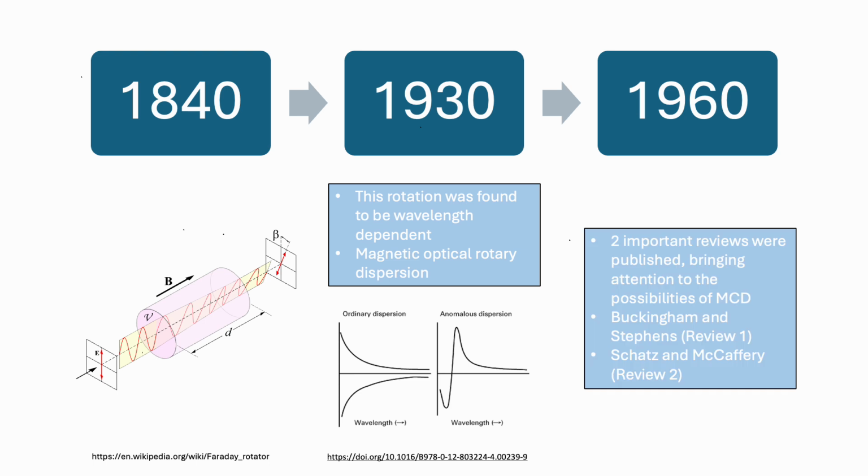And there's two important reviews that were published, by Buckingham and Stevens was the first one, and Schatz and McCaffrey, and they're really the first ones to highlight some beginning uses of MCD. And ever since then, MCD has primarily been used to determine the electronic states involved in transitions that are observed when degenerate electronic states of the molecule being studied are split in the presence of the applied field. So we will look at a couple of recent examples that do just that.